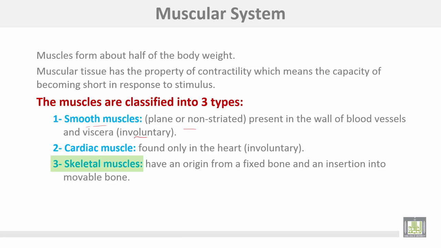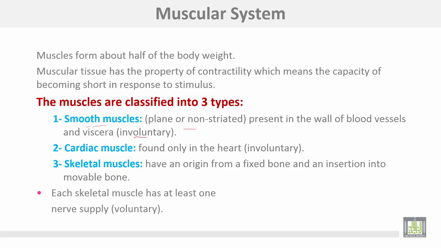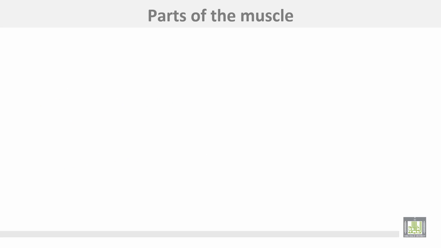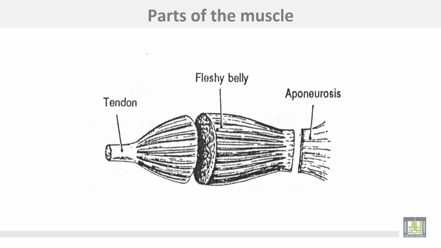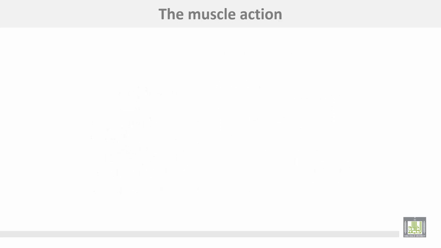into a movable bone. Each skeletal muscle has at least one nerve supply. It is a voluntary muscle. Here, this is the fleshy or belly part of the muscle, this is the tendon of the muscle, and this is the aponeurosis of the muscle.